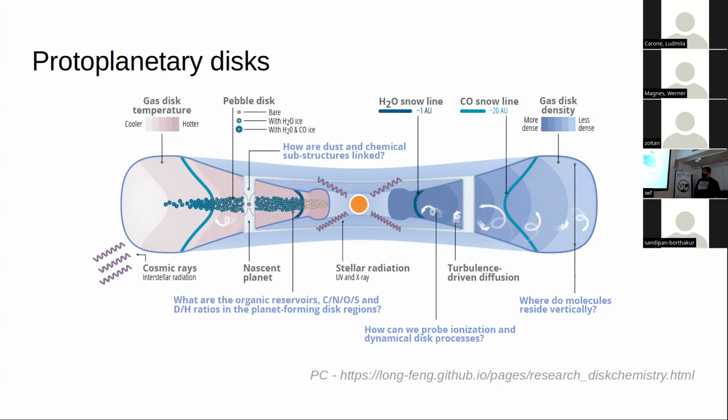I just realized today that in the picture there was this question, what are the organic reservoirs? Carbon, nitrogen, and sulfur. Let's see here. One of the elements which is missing here, which is quite interesting, is phosphorus, which I will talk about a little bit later, because we don't know much about phosphorus and where it is in the disk.